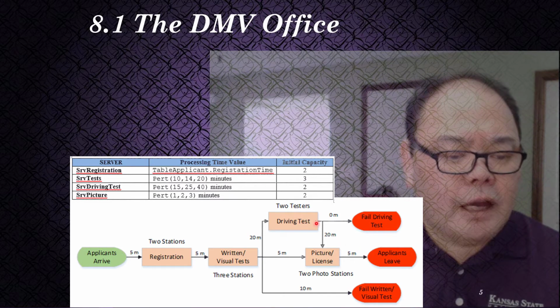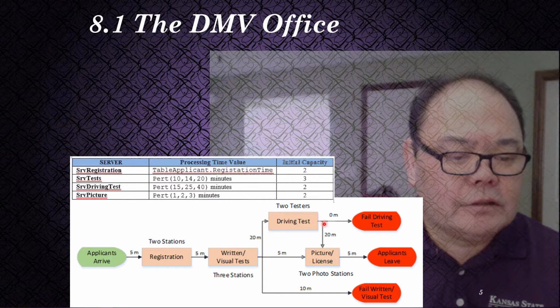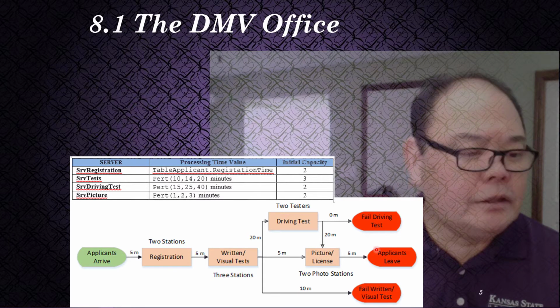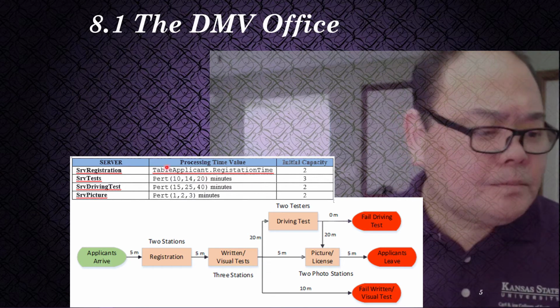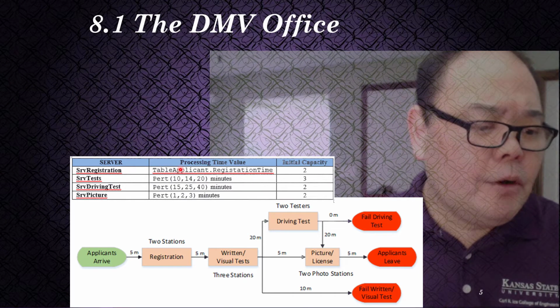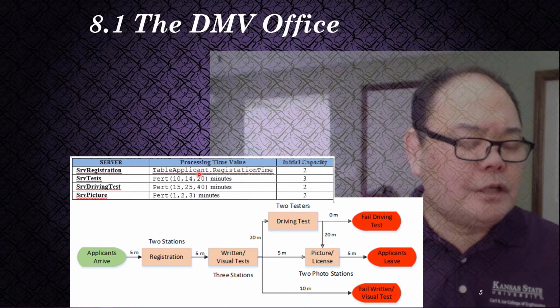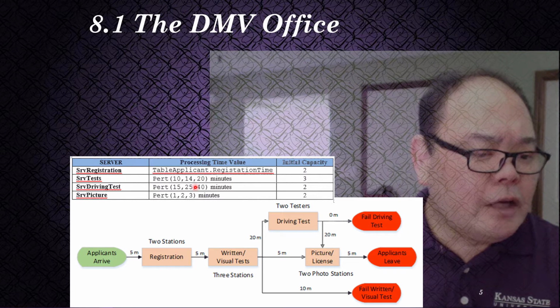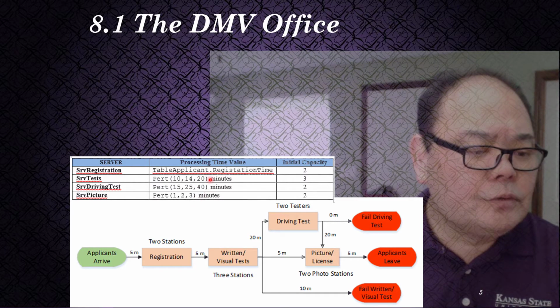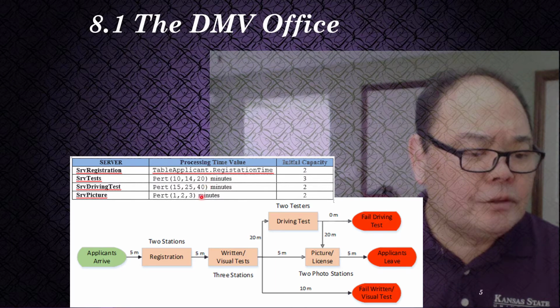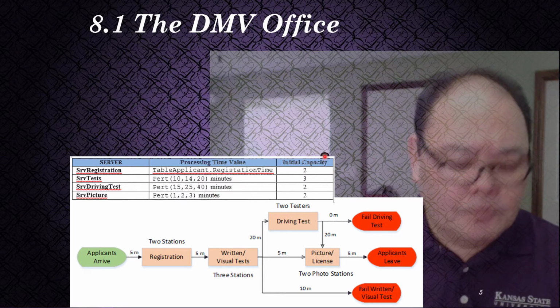The driving test also has a successful rate or failing rate, okay? The failing ones go to a sink, and the successful ones taking the driving test go to take a picture and get their license, then leave. The registration part depends on what type of applicant it is, so it has a different registration time. For the testing, the driving test and the picture portion, the processing time follows a distribution with a variety of parameters.